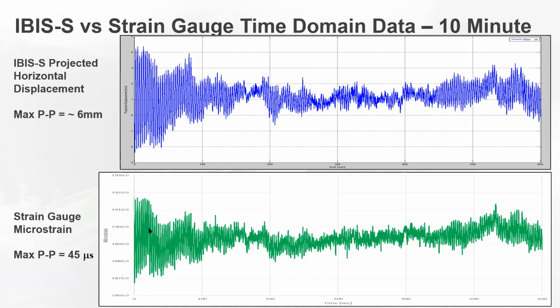This is the strain gauge time domain data over the same time period. You can see that the two follow each other quite closely, and you can see the same events in the data in both records. The maximum peak to peak strain or micro strain was about 45, again here early in the record, and it was less later in that time period.